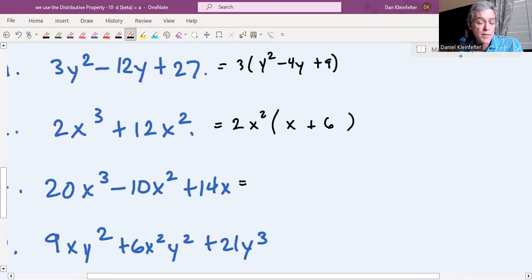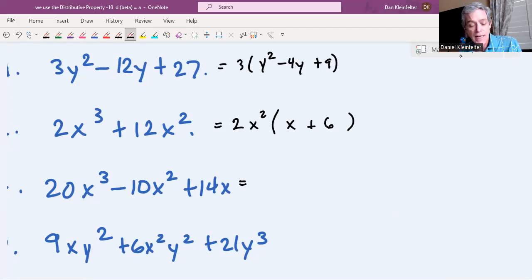Okay, 20x cubed minus 10x squared plus 14x. 20, 10, and 14 are all even, so I know I can factor a 2 out, and that's as good as it gets. When I saw the 20 and the 10, I was very hopeful that I could take 10 out, but 10 doesn't divide into 14. So the best that we're going to be able to do is to factor out the 2. But wait, I can factor some x out as well. We have x cubed, x squared, and x. We'll factor out a single x. That will leave 10x squared, and then minus 5x plus 7.